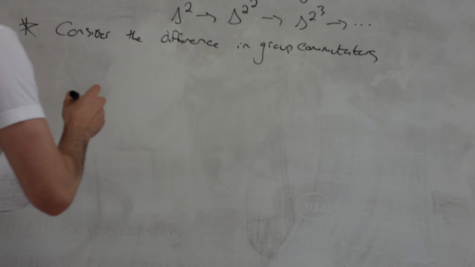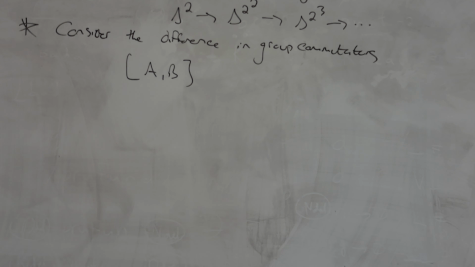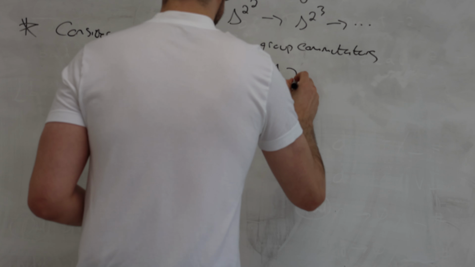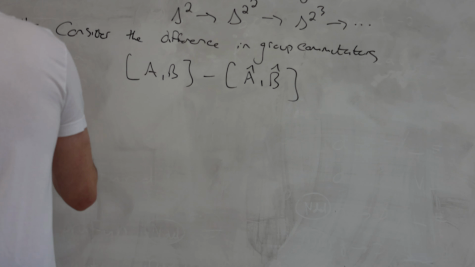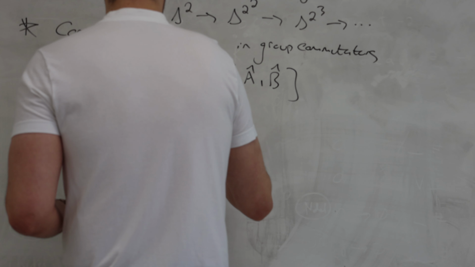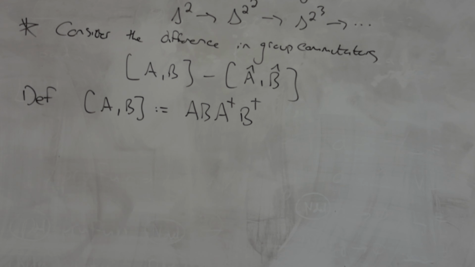So what do I mean by that? This means I want to consider the commutator A, B, and this is going to be the group commutator. So a little bit of a different commutator than what we've seen before. But A commutator B minus A hat commutator B hat. Okay? Let me define what this is for you. The group commutator A, B is defined as A, B, A inverse, B inverse. Okay? So this is another type of commutator.